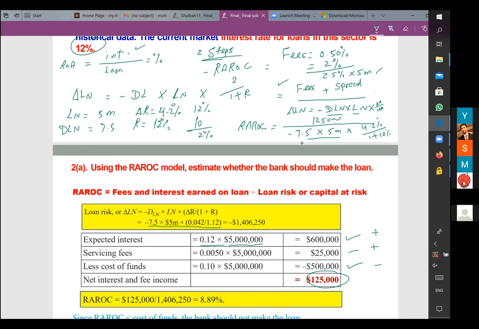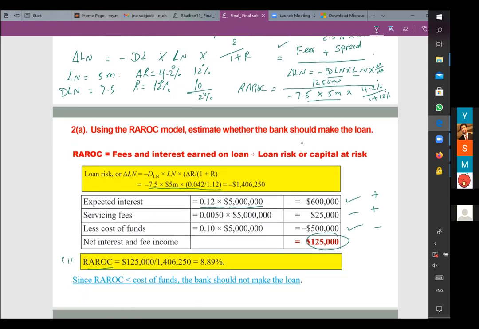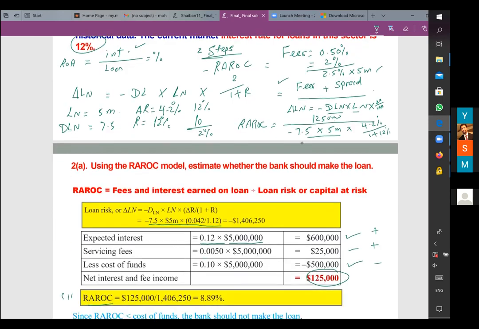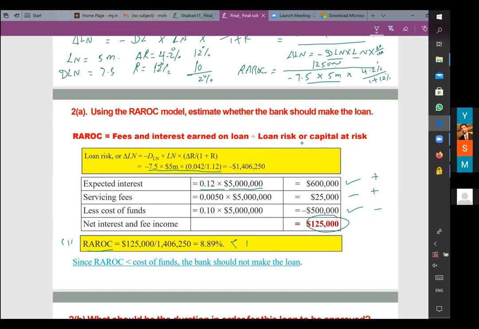And therefore, I can calculate the RORAC, which is step 1, and find it to be 8.89%. And then I have to decide whether to accept or reject it, as we said. And because the ROE, it's mentioned here clearly, the RORAC benchmark is 10%. So this is actually less than the 10%.